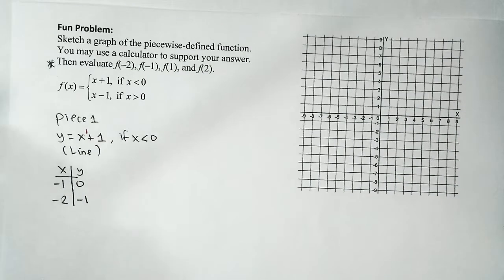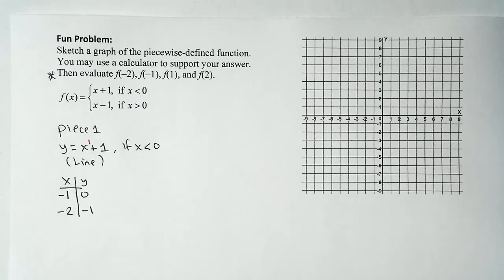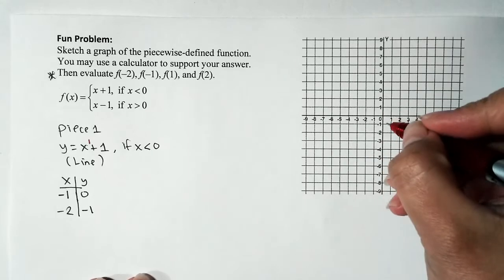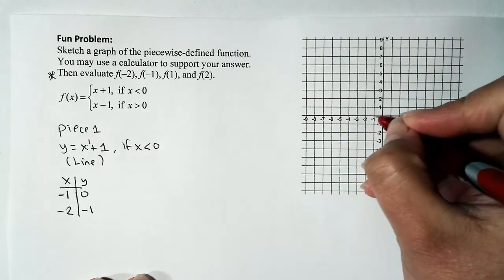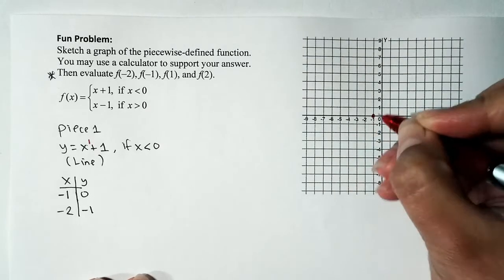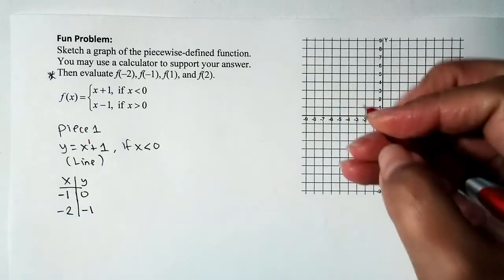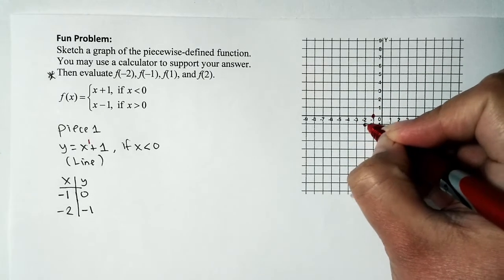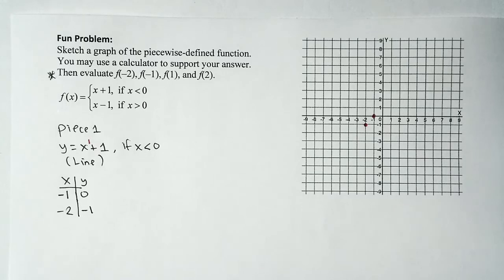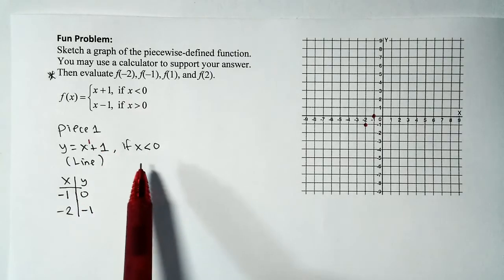Okay, so let's go ahead and graph these. Okay, so we have -1, 0. So let me go ahead and use my red pen. We'll see how this works. So we have -1, 0. So 1 to the left, and then we stay put. And then -2, -1, 2 left, 1 down. And then I'm supposed to connect these, making sure that I don't go past 0.